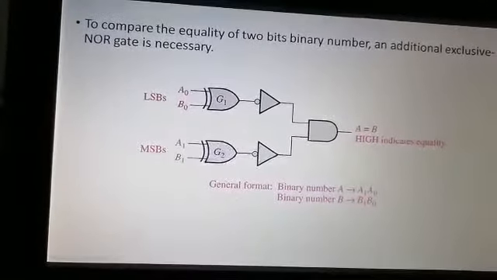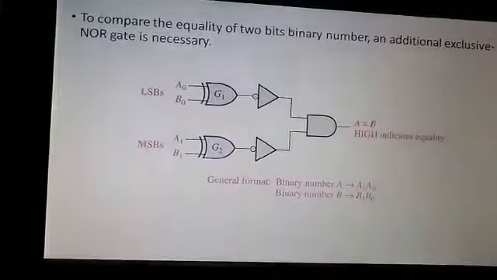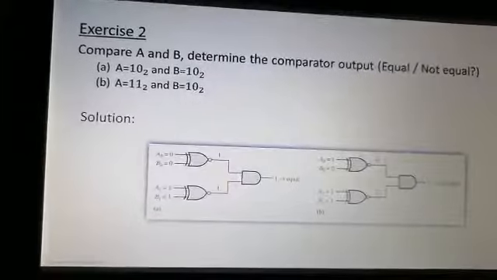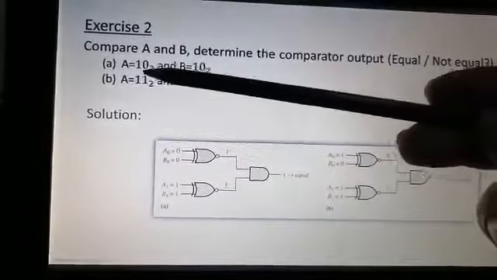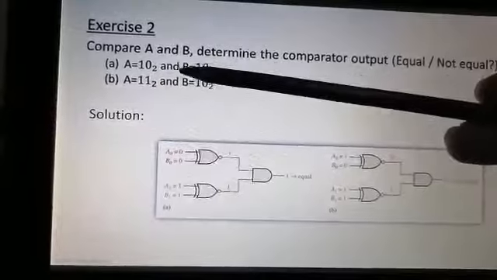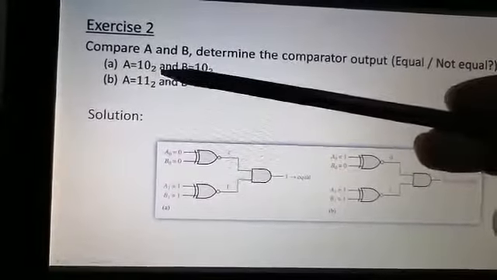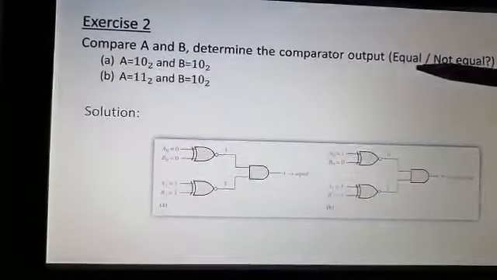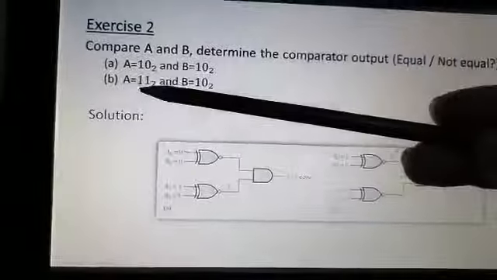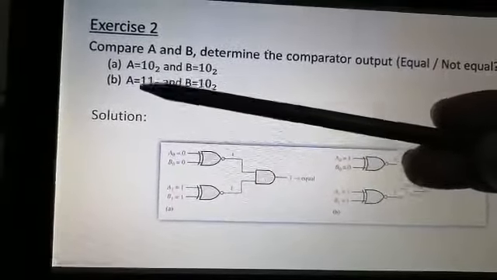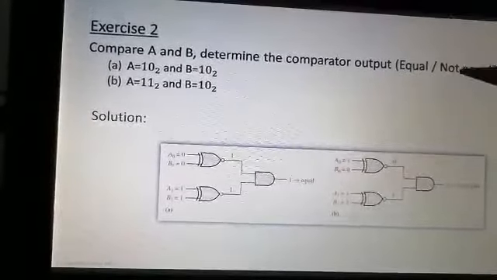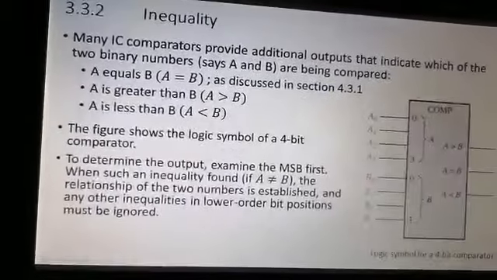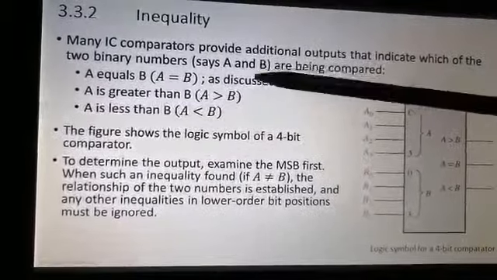But this one is, for example, A equals B, or A not equal to B. For this exercise, you can see A is 10 and B is 10. So you know A and B are the same, so the output will be equals. For the next one, A is 11 and B is 10. That means the output will be not equal.